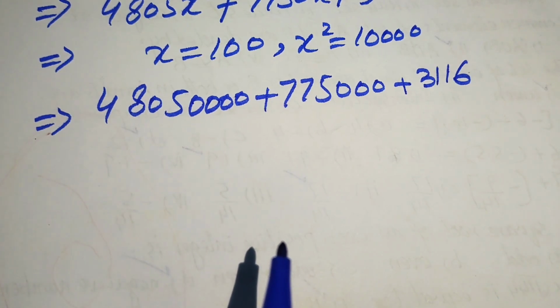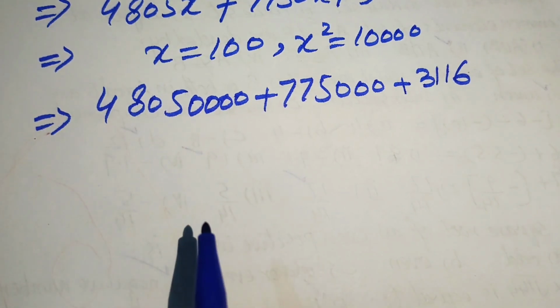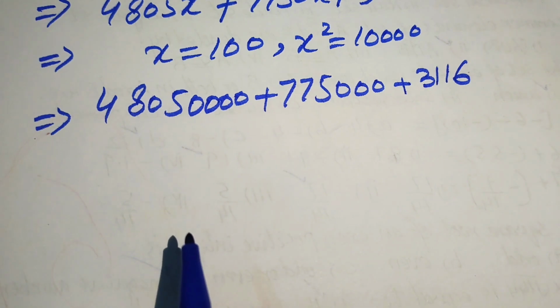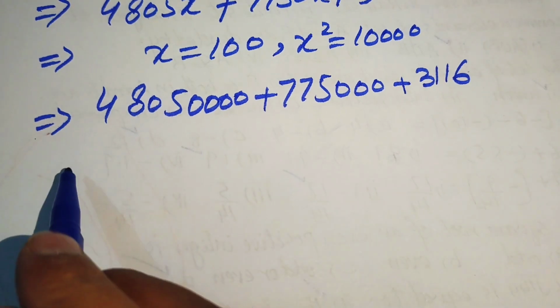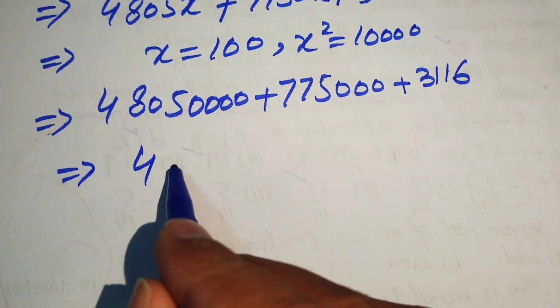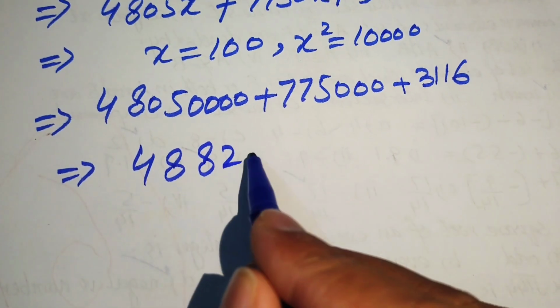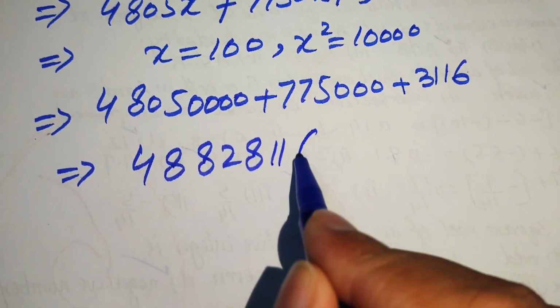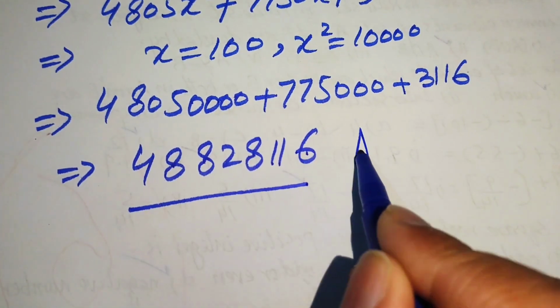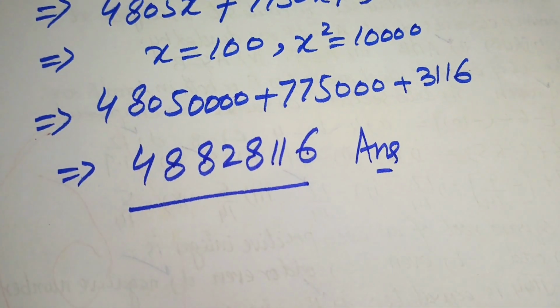So here when we add these three numbers, then you easily get the output in this form. So our output is 4882811 and 6. So this is our final answer in this question, and this is the final solution.